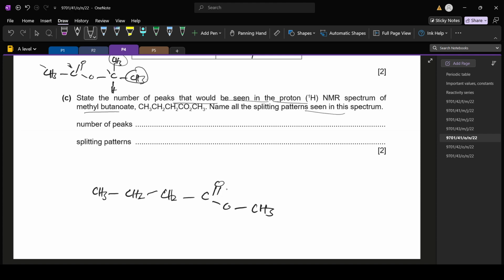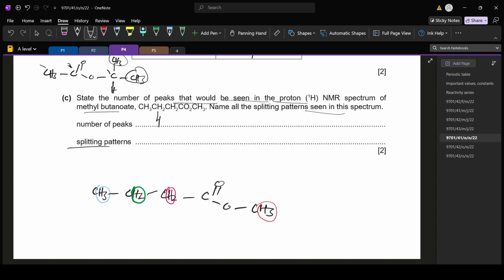Now let's count the environments of hydrogen, to get the number of peaks. These hydrogens have a different environment. Then this hydrogen also has a different environment. Then you have this hydrogen, which also has a different environment. Lastly, you have this hydrogen. These hydrogens also have a different environment. So you have 4 different environments, so 4 different peaks will be shown.